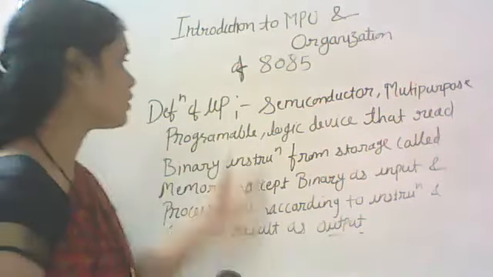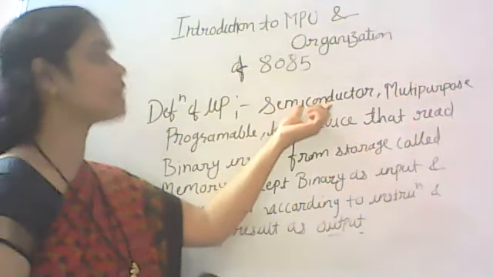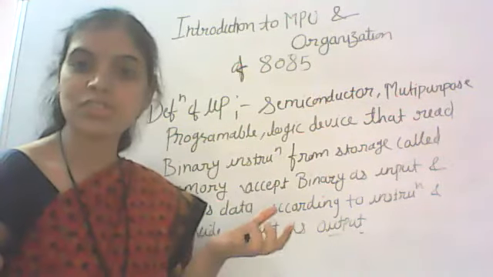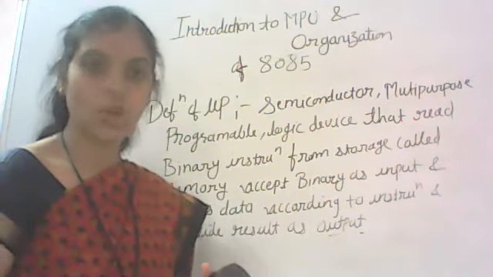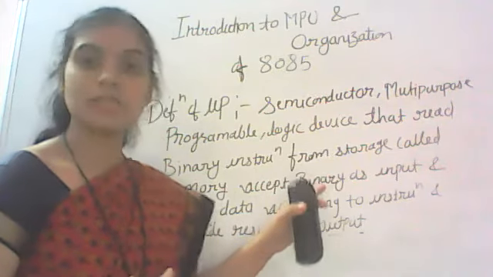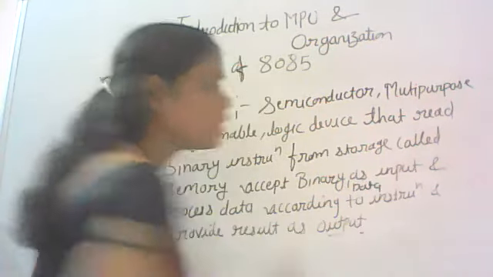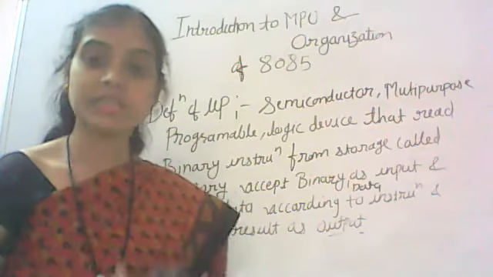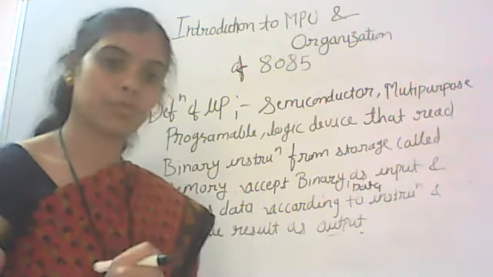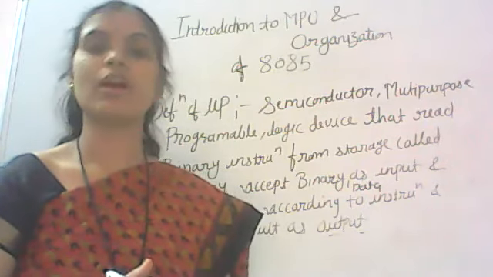This is our definition. Again, let me repeat this definition. Microprocessor is a semiconductor multi-purpose programmable logic device that reads binary instruction from a storage device, it's called memory. It accepts binary data as an input and processes data according to instruction and provides result as an output. It is an integrated circuit that contains much of the processing capability of a large computer.